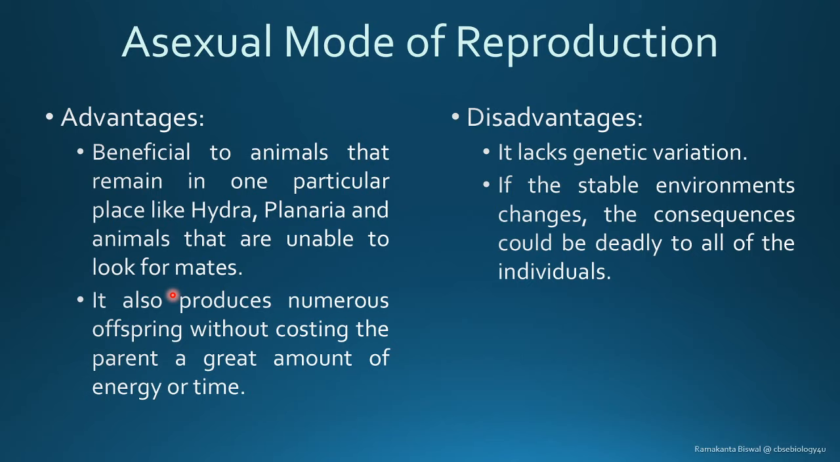Now there are disadvantages involved with this as well. The disadvantages are that it lacks genetic variation, and if the stable environment changes, the consequences could be deadly to all the individuals. Again, this is something that you have learned in class 10th. There was a question in class 10th, which you may not be remembering. If you remember, well and good. There was a question in class 10th that talks about the importance of variations. Now this is what it talks about.